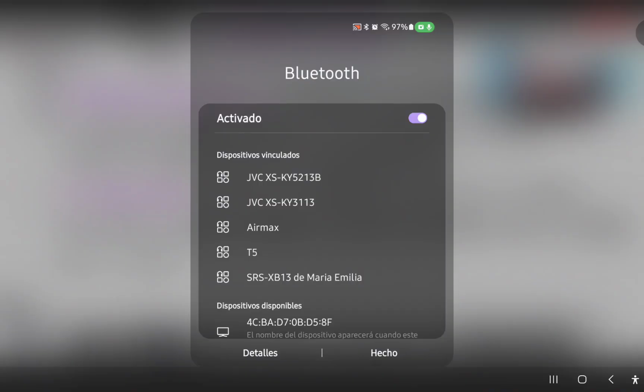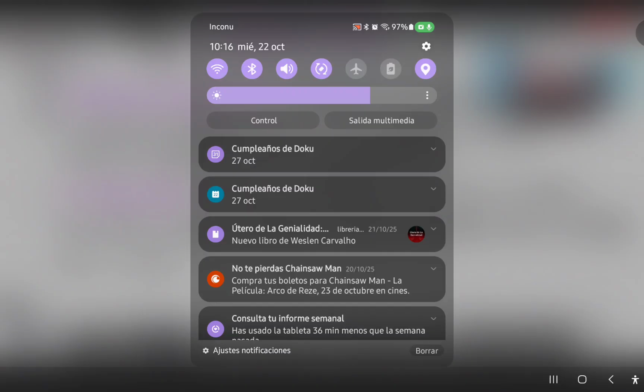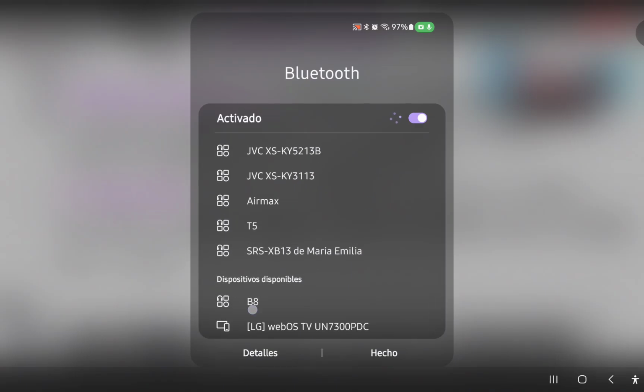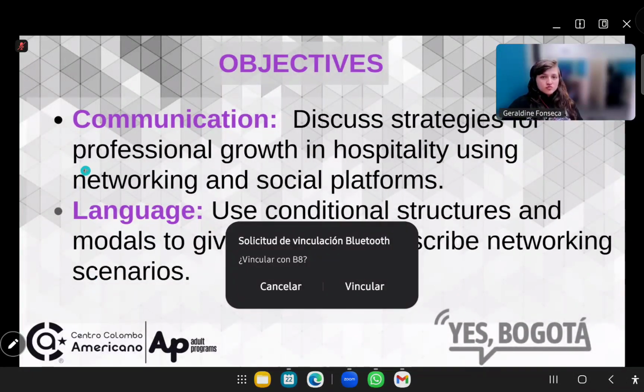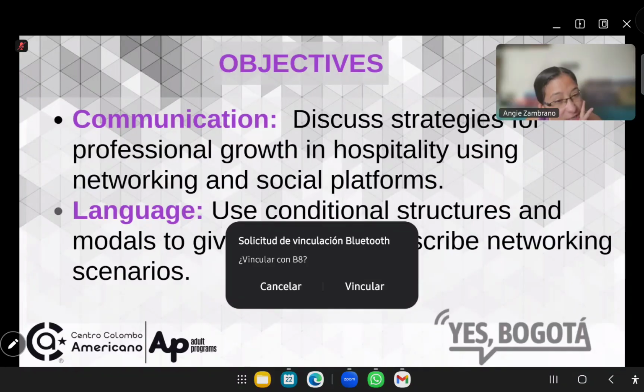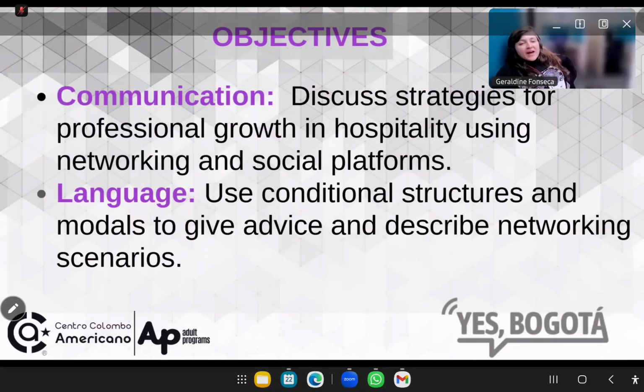Okay. Language. Angie, can you help me read language, please? Language: use conditional structures and modals to give advice and describe networking scenarios. This one you pronounce scenarios. Scenarios. Okay, thank you so much, Angie.